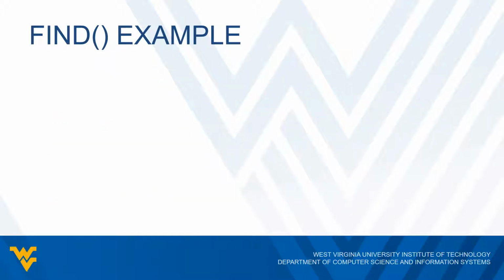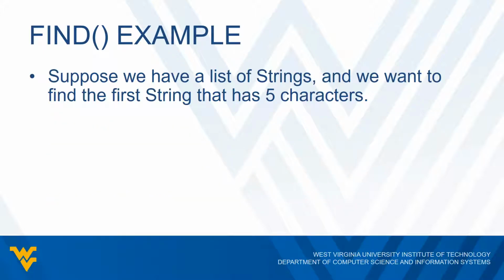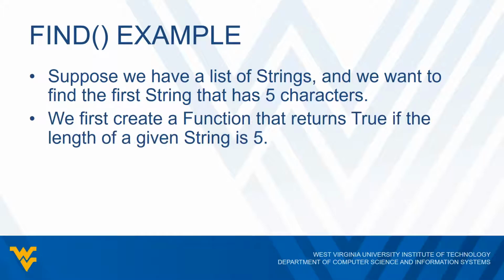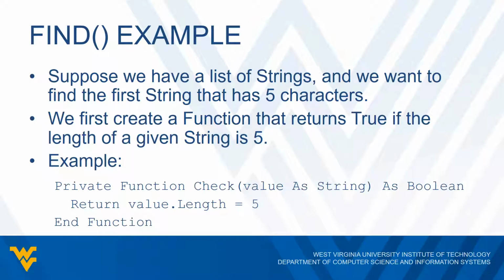So in our example, let's suppose we have a list of strings, and we want to find the first string that has 5 characters. The first thing we need to do is create a function that returns true if the length of a particular string is 5. Let's take a look at an example of that. So let's say this is our function here.